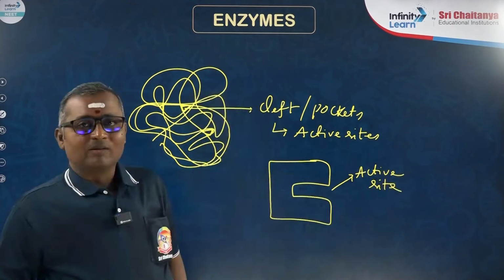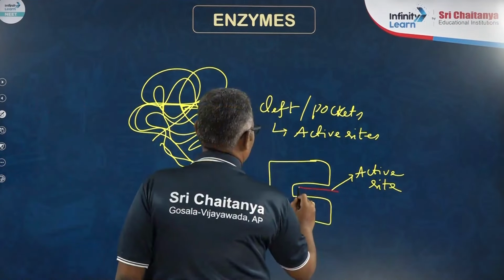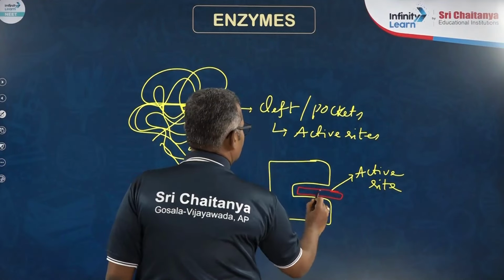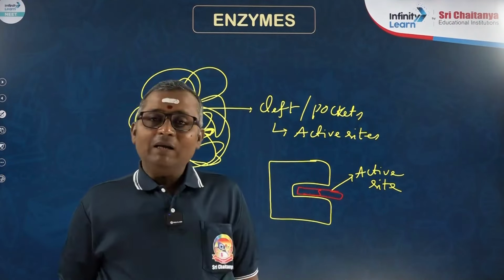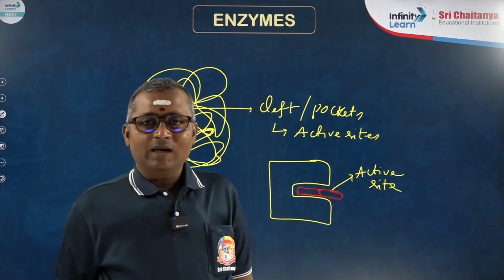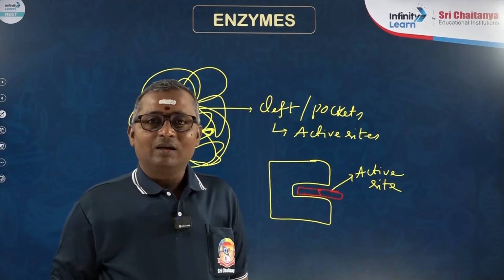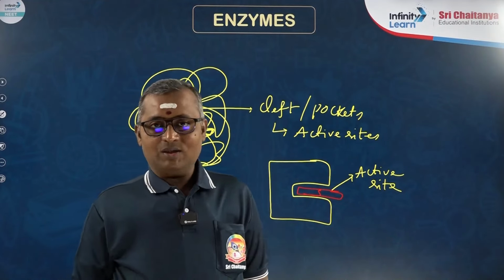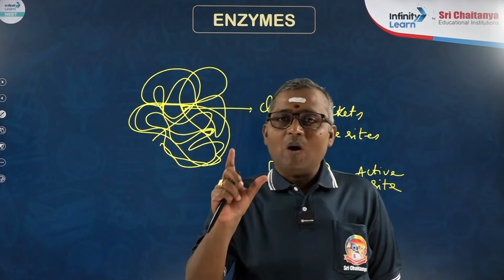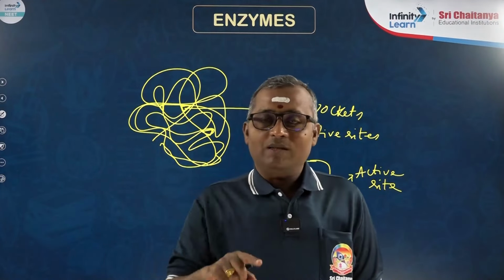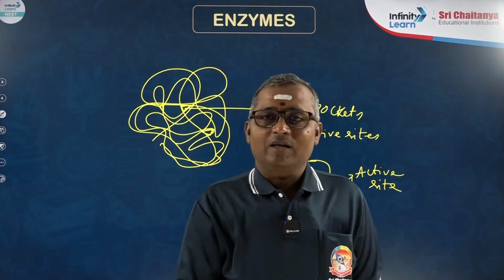Active site is a region at which a substrate molecule binds. Now this is the substrate. The substrate binds to the active site. When the substrate binds to the active site, it increases the rate of reaction with high velocity. And another important thing, enzymes are organic catalysts because they are proteins or they are nucleic acids. So, they are organic catalysts.